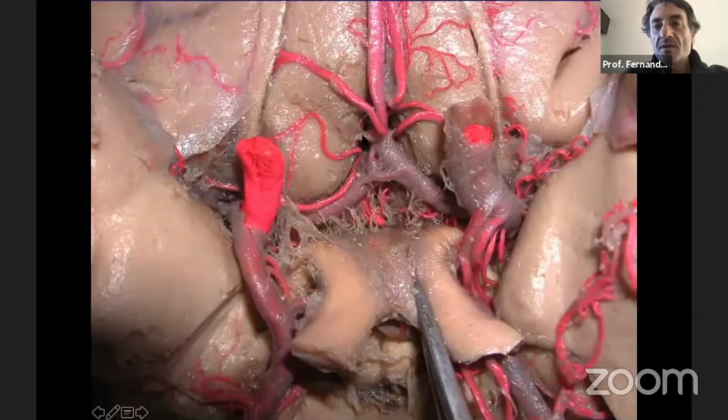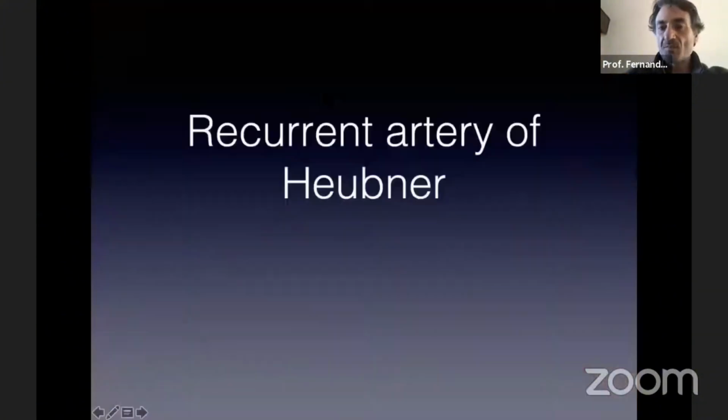And the A2 segment is here in the anterior interhemispheric fissure. This is the orbitofrontal branch, and this is the frontopolar artery. These arteries are in close relationship with the gyrus rectus, so we need to respect these arteries if we have to perform a gyrus rectus resection.